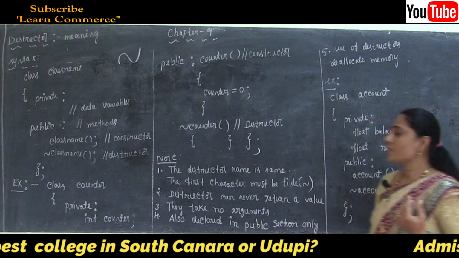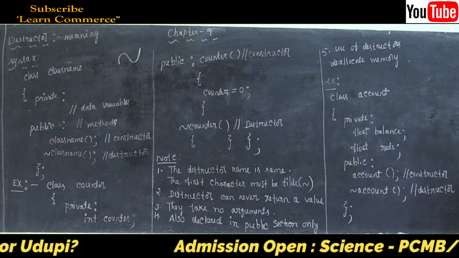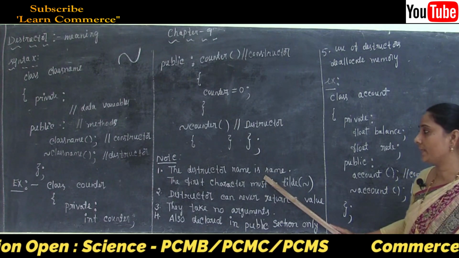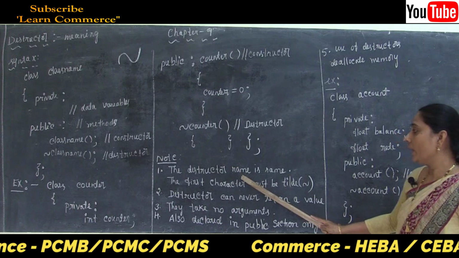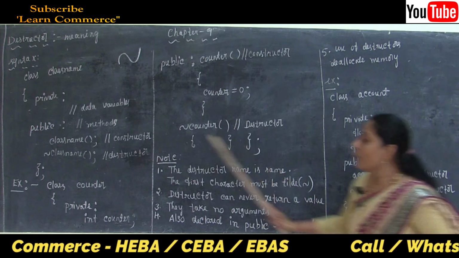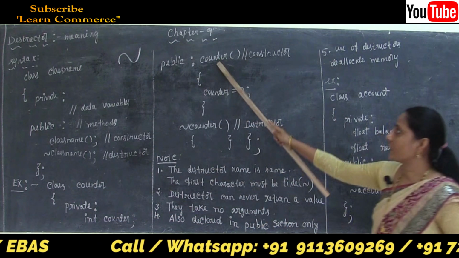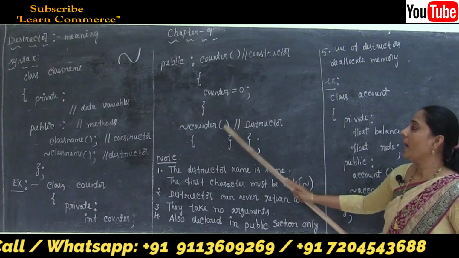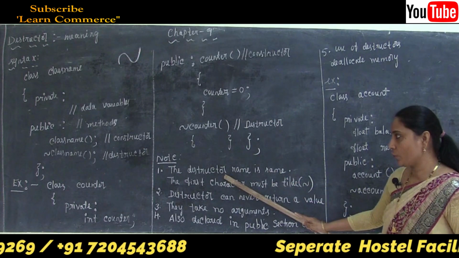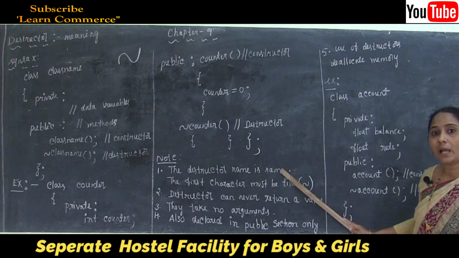Now let's see some notes on the destructor. So what notes do we need to know in our destructor? The first note: the destructor name is always the same as that of the class. Correct? Why? Because in the last example the class name is Counter, the constructor name is also Counter, and the destructor name is also Counter. That means the first note is that the destructor name is the same as that of the class.